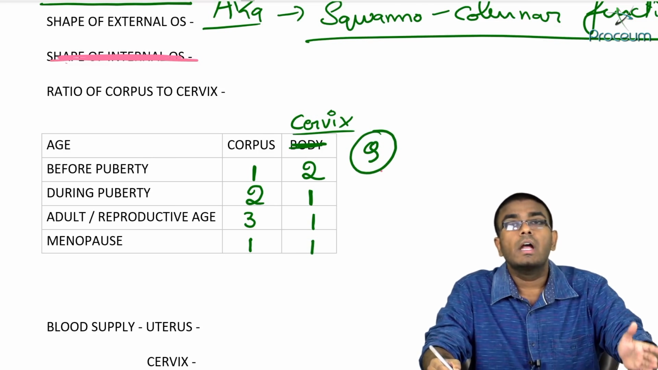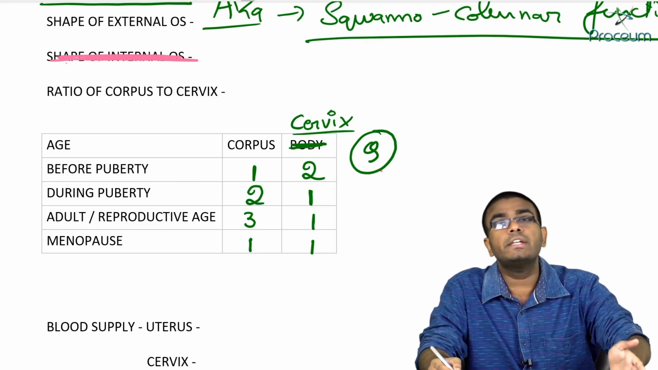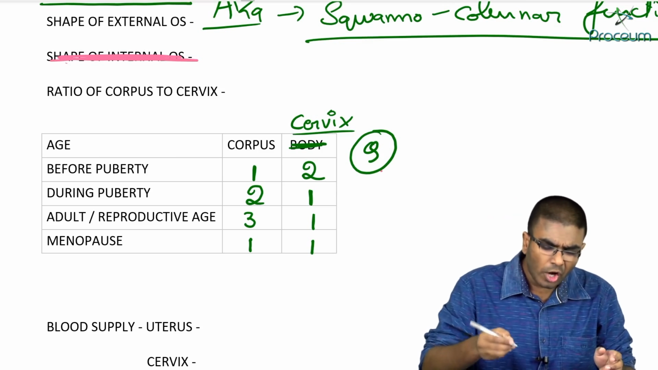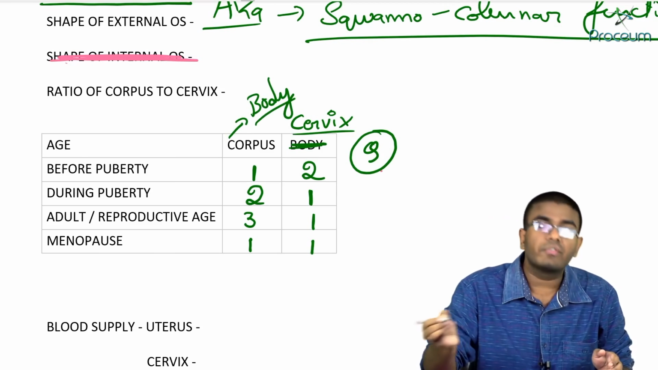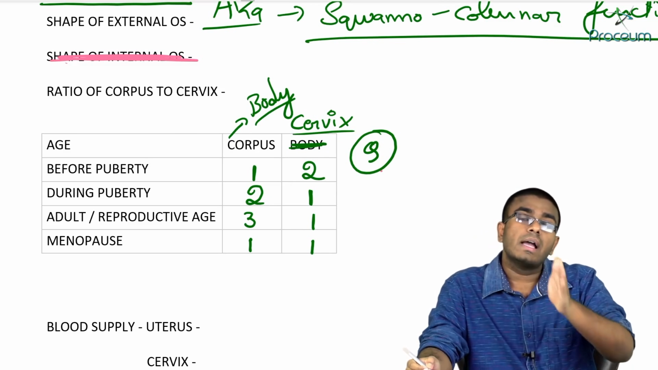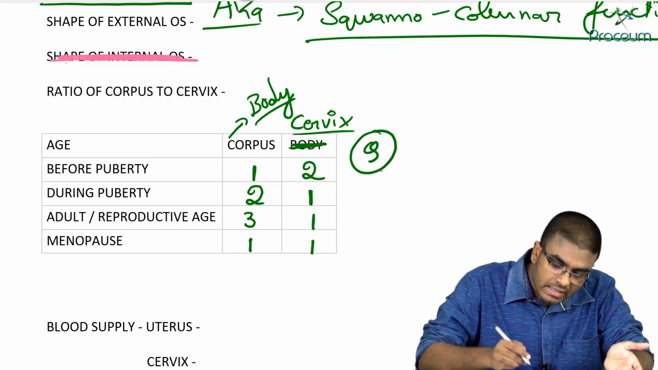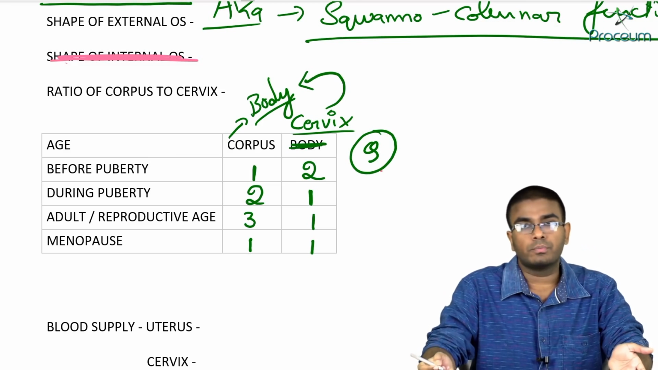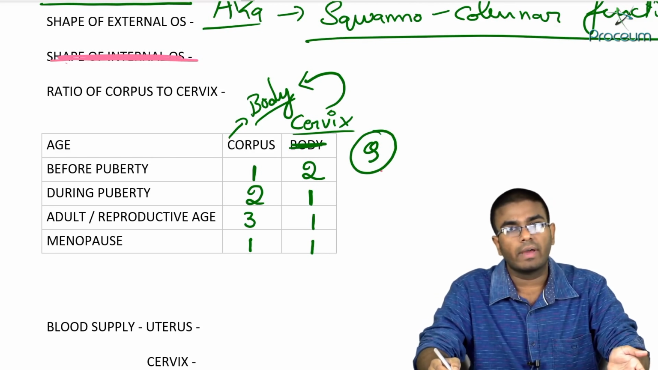A very important MCQ, most of the time you will get one MCQ from this area. They will ask you corpus to cervix ratio or body to cervix ratio. Corpus is the other name for body, body of uterus. Most students get confused. They can even ask cervix to body ratio. Then you have to simply reverse the ratio values.